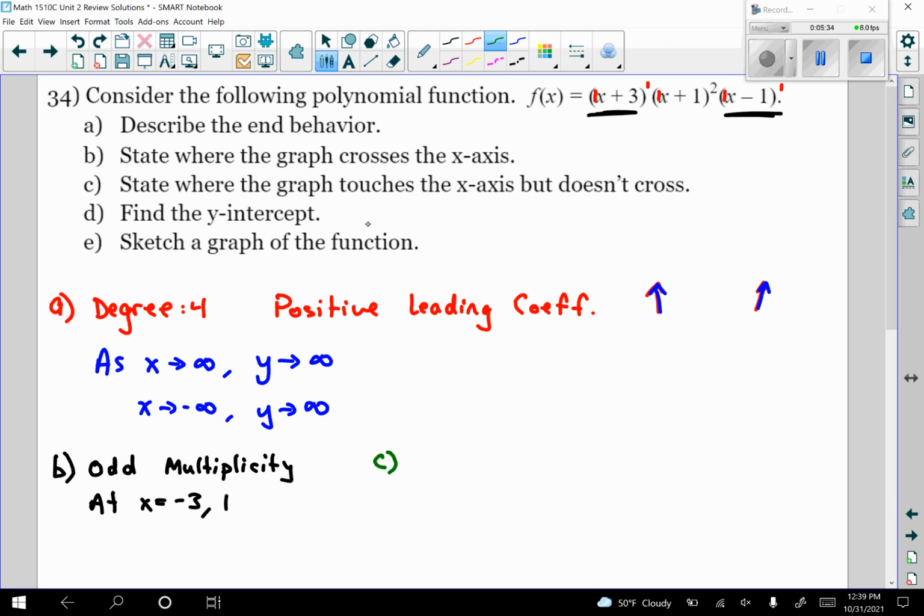C, state where the graph just touches the x-axis but doesn't cross. That's going to happen at our even multiplicities. So this is when x is equal to -1.